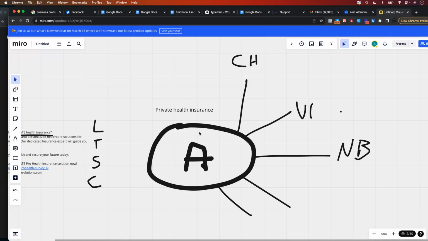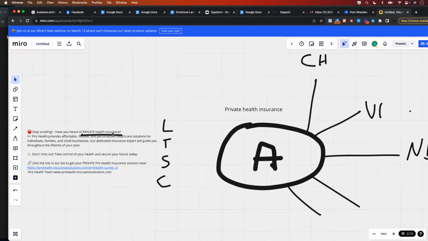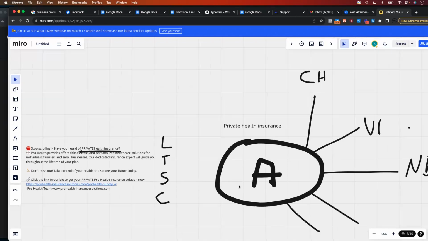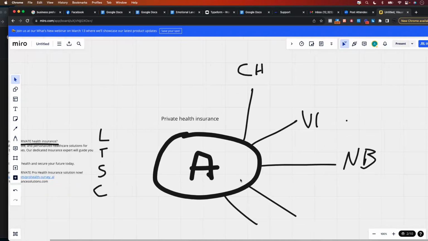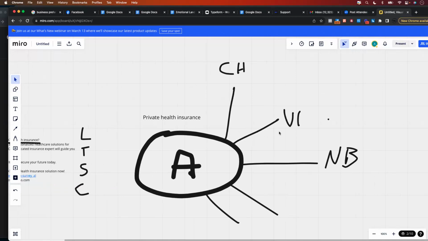Got you. Okay, so private health insurance. If somebody said: private health insurance, affordable, flexible, and personal health care solutions for family, a dedicated insurance expert will help you throughout the lifetime of your plan. So yeah, private health insurance is catered, it's tailored. Okay, so what is the worst enemy?